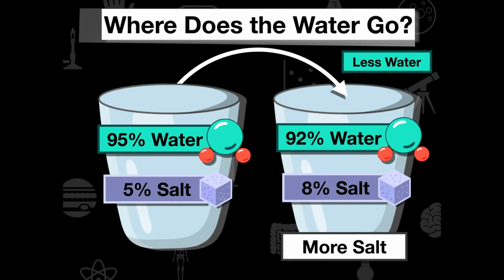Well, it's going to want to diffuse and move to the area where there's going to be less water and more salt in this particular instance. It's the other way that we can think about it.